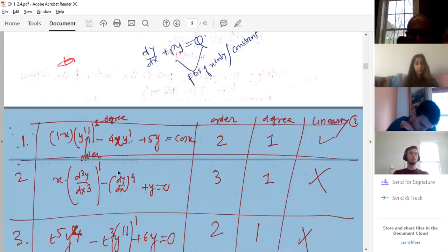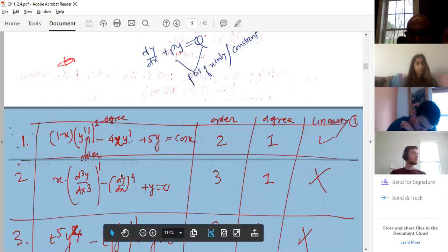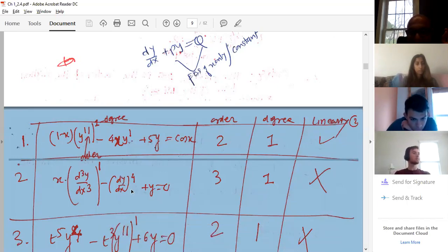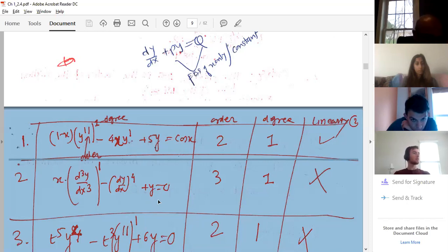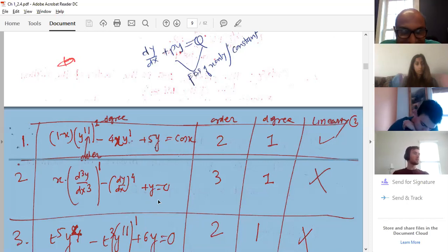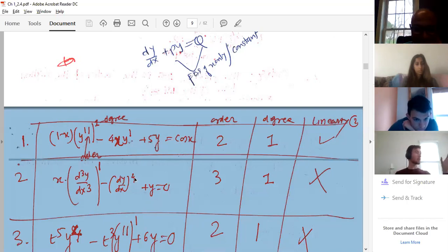So don't count this 4, please. And y triple dash is there, y cube, y to the power 1, the first derivative, and y. They are not multiplied together. So it is linear. Agree? No, sir. Good. Why not? Because the first condition is not satisfied. Why? Because the first order derivative is raised to the power of 4. Correct. For linearity, it has to be 1.